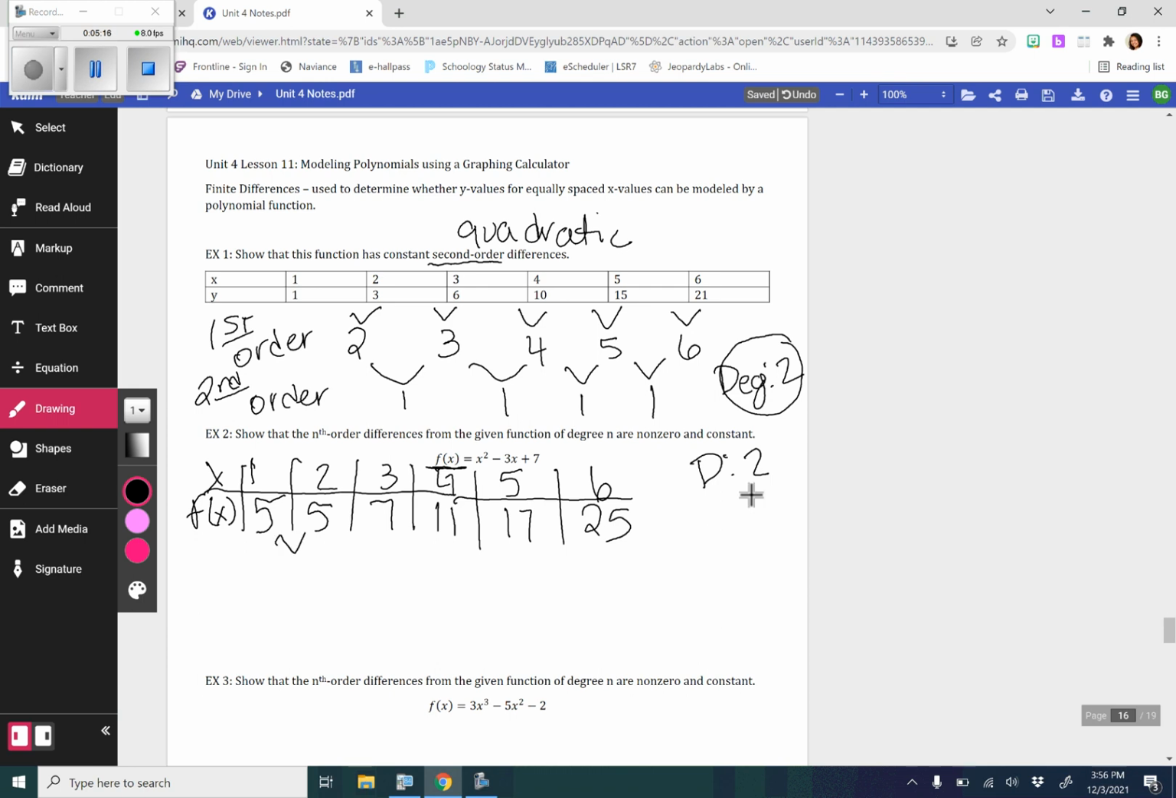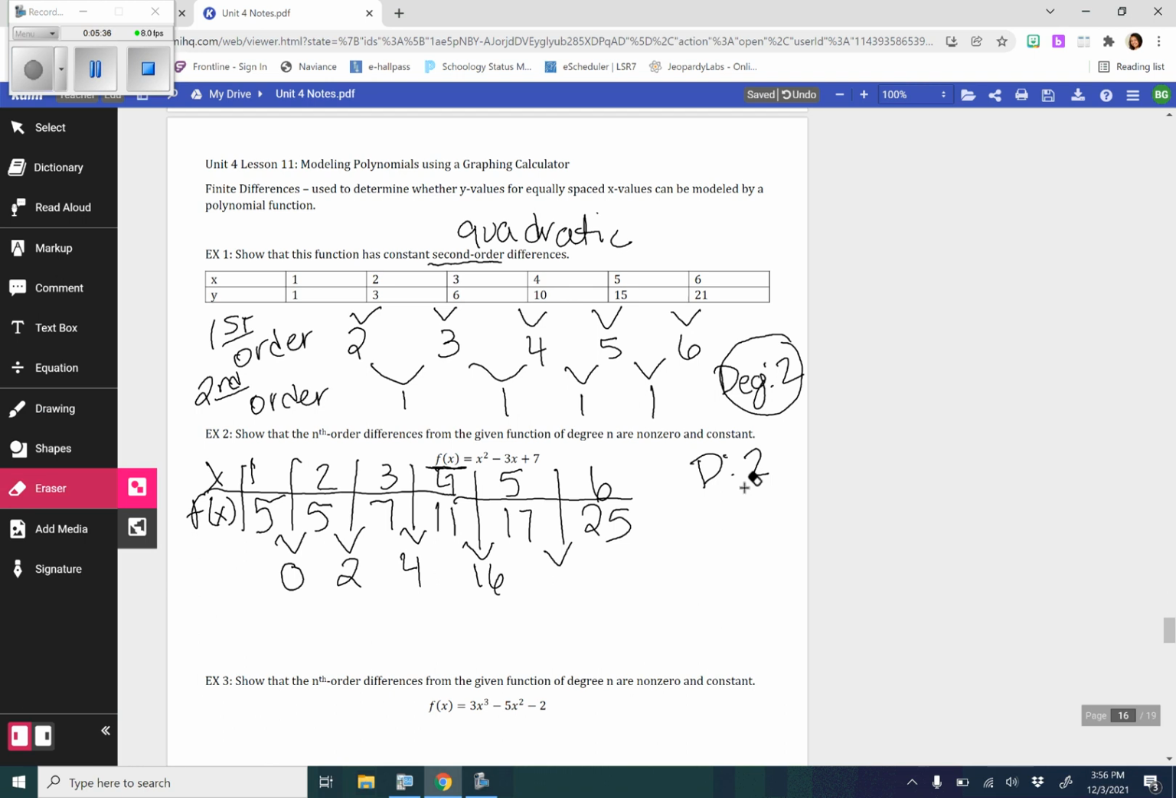Okay, let's do 5 minus 5. That gives us 0. 7 minus 5. So remember, when you subtract, you take that second value and subtract it from the first. 11 minus 7 is 4. Already gave you the answer there. 17 minus 11 is 6, not 16. Excuse me, sorry, I'm not even doing my math correctly here. It is 6, and this is 8. Sorry, guys.